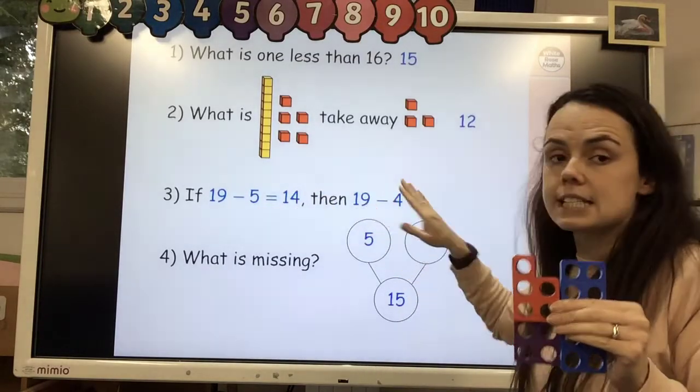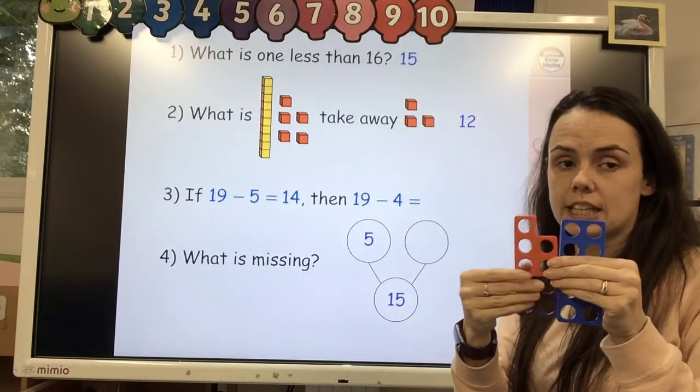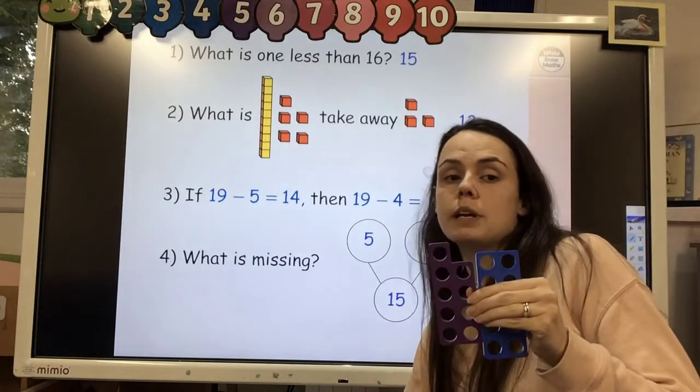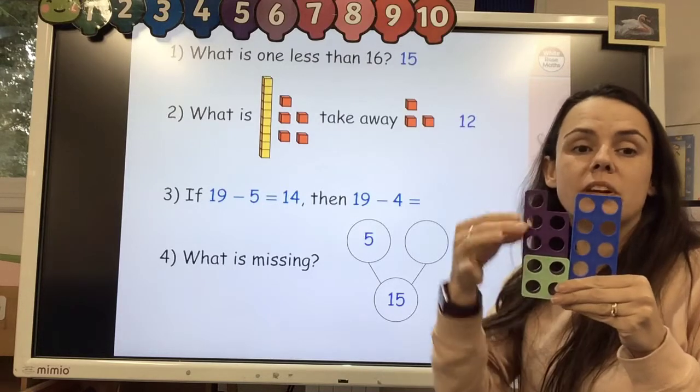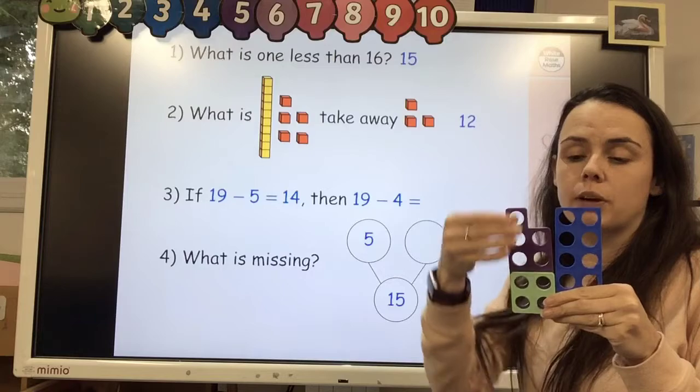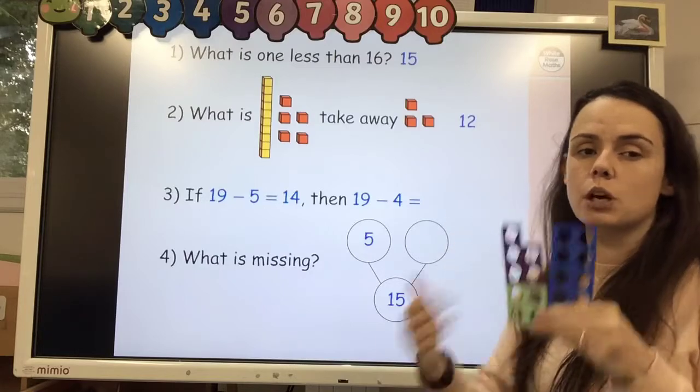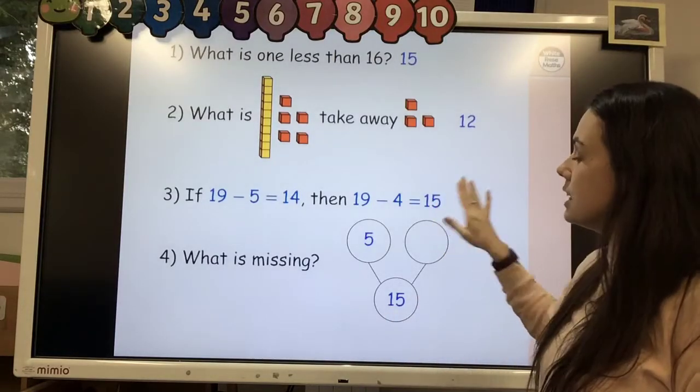So 19 take away 4, so if I just take this 4 down here, would be what number? It will be 15. Because whether or not you take away the 5 or the 4, it's just still those 3 numbers. So that's 15.